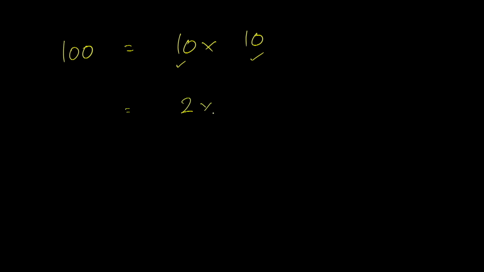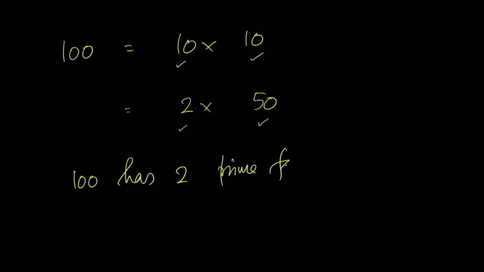But 100 is also 2 into 50. 2 is an even number and 50 is also an even number. So, 2 belongs to E and 50 belongs to E. So, 100 has 2 canonical prime factorizations within the system.